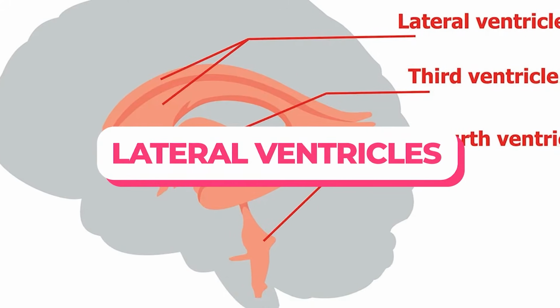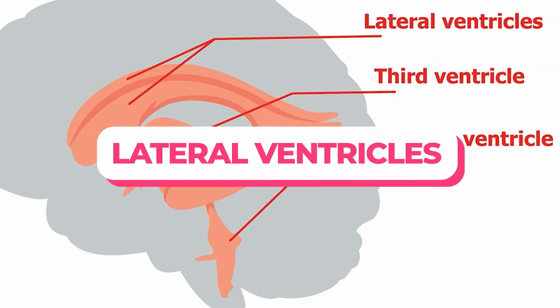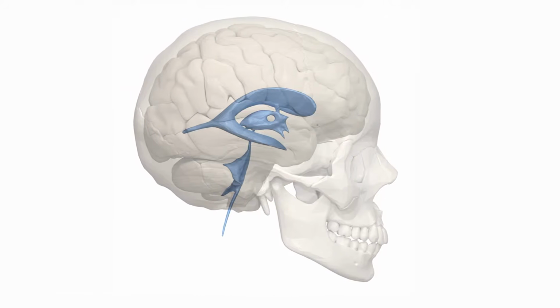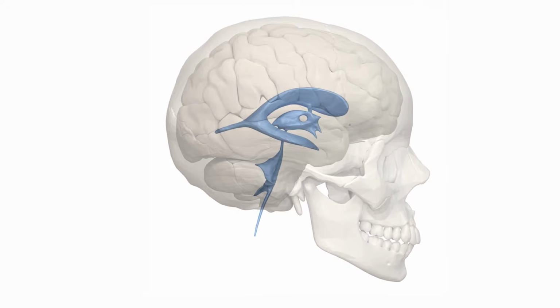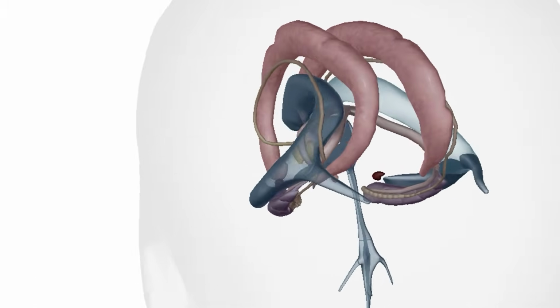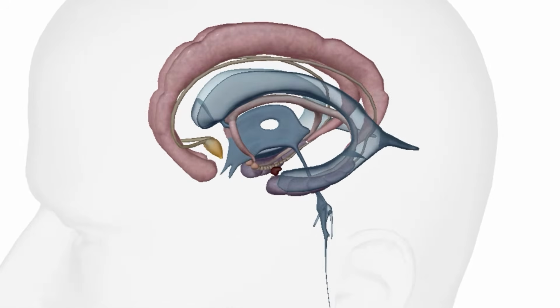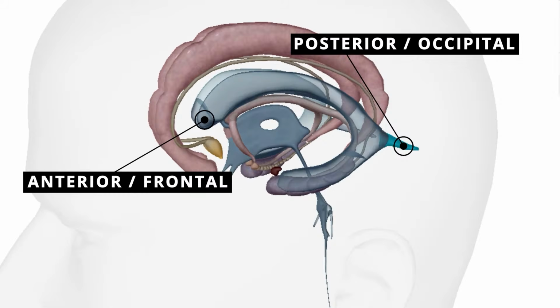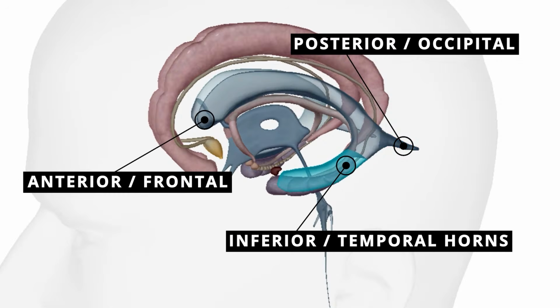Lateral ventricles, first and second ventricles. These are the largest of the ventricles and are found within each hemisphere of the cerebral cortex, having a curved, horseshoe-like shape. Each lateral ventricle consists of a central body and three protruding horns: the anterior or frontal, posterior or occipital, and inferior or temporal horns.